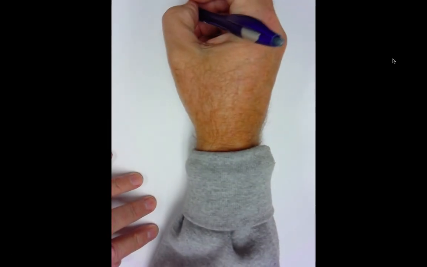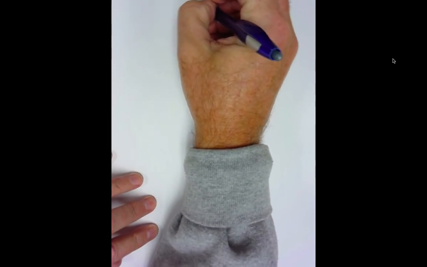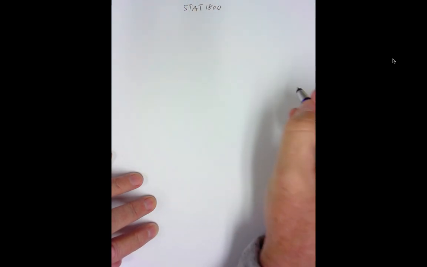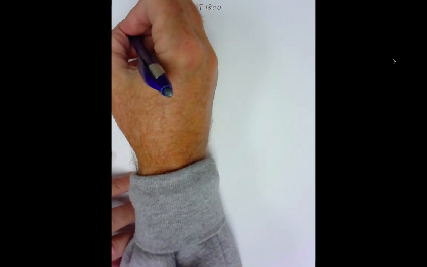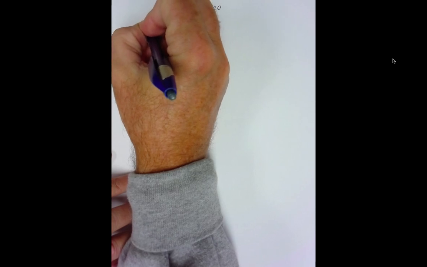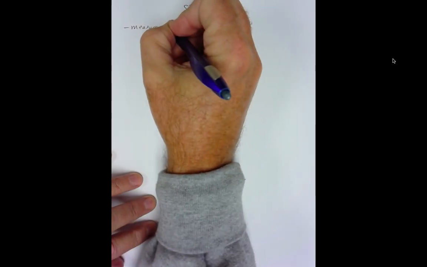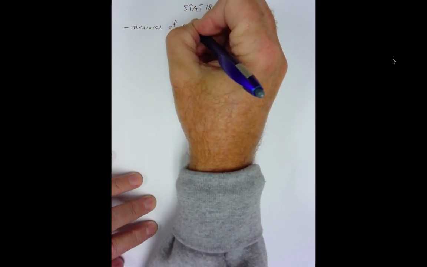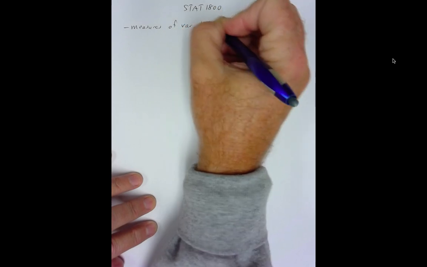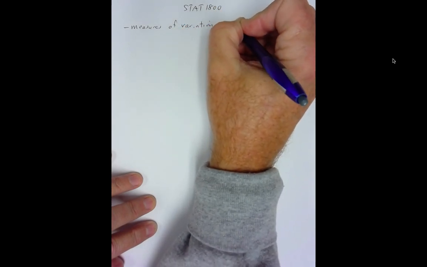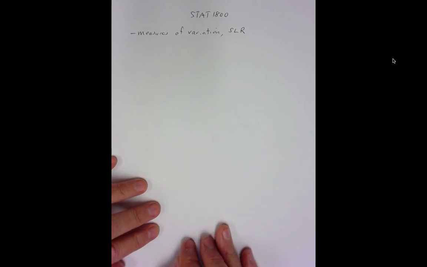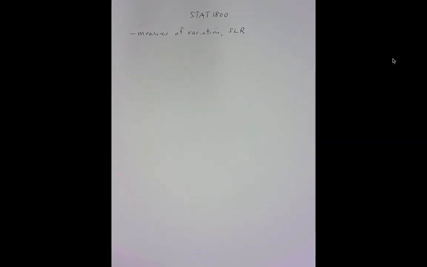Alright, gang, STAT1800. We're really moving into big boy, big girl stuff in this one. We're going to look at what's called measures of variation for simple linear regression. Now, again, guys, keep your eye on the prize here.